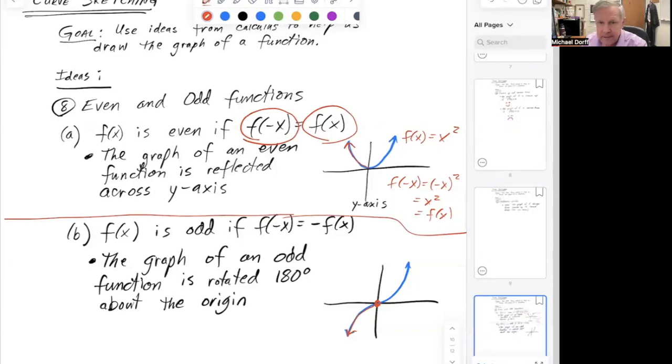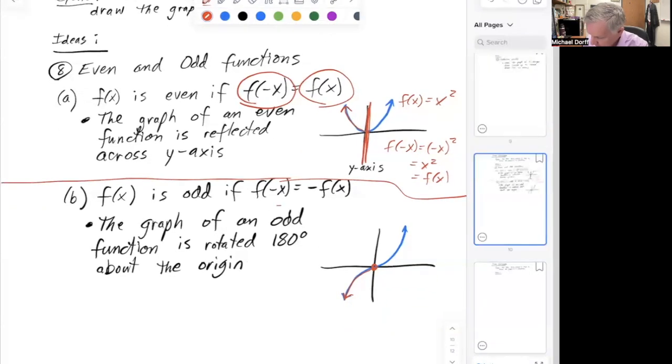And the graph of it is the u. If I take the blue part and I reflect it across the y-axis here, I get the corresponding red part on the left side. For an odd function, I do the same thing. I look at f of negative x, but in this case, I don't get f of x, I get negative f of x. And the graph of an odd function is rotated 180 degrees about the origin.